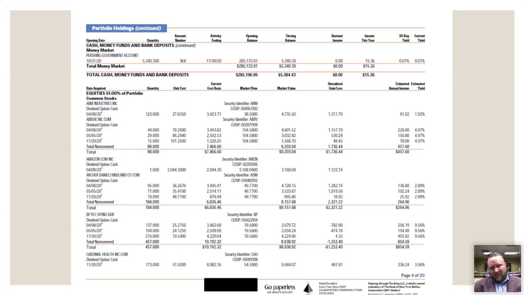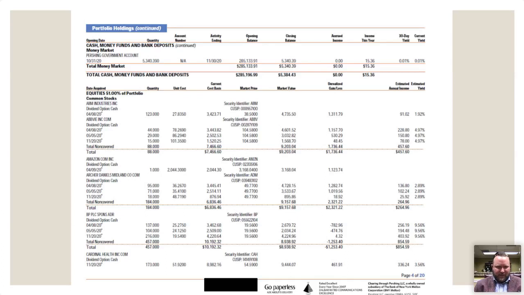So obviously we bought some securities in this account during this period of time because we started the month with $285,000 in the money market. New money may have come in that we deployed. And then the closing balance. So investments were bought, bringing the money market balance down to $5,340. Now, interest rates are ticking up now, but at the time of this statement, the yield is basically 0.01 on money markets. Now let's look below.